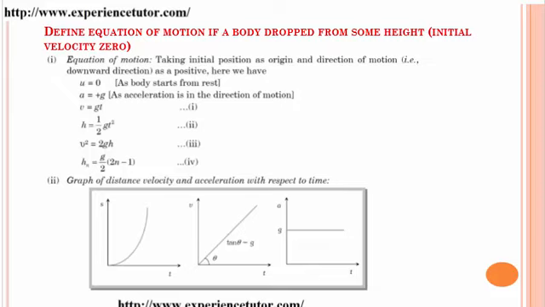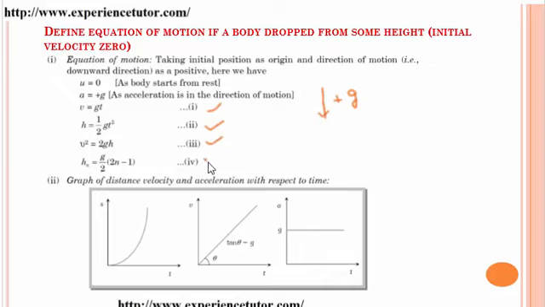First equation of motion. Taking initial position as origin and downward direction of motion as positive, here we have u is equal to 0 as the body starts from rest. a is equal to plus g as the acceleration is in the same direction as motion. Therefore, the first equation of motion can be converted as v is equal to gt. The second equation of motion can be converted as h is equal to half gt square. And the third equation of motion can be converted as v square is equal to 2gh.